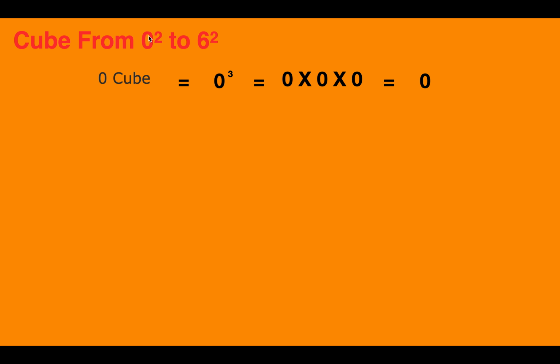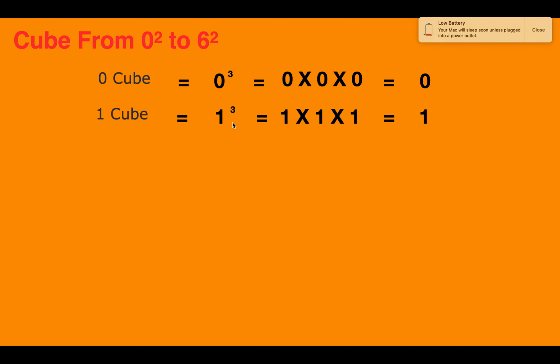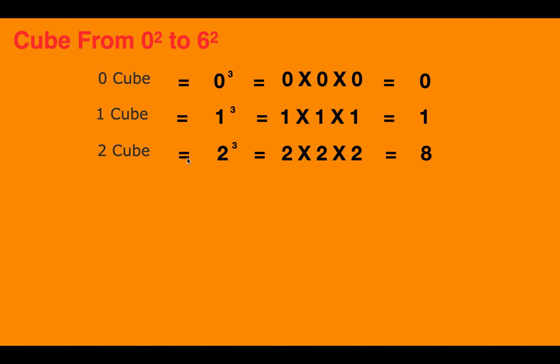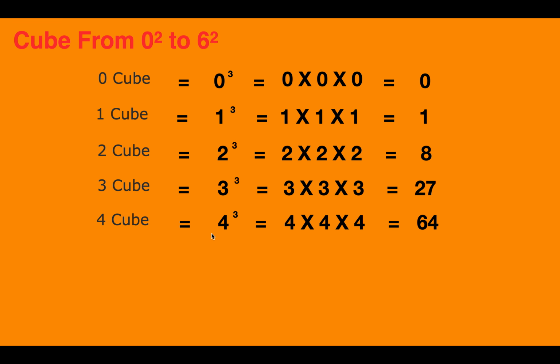Cubes from 0 to 6. 0 cubed equals 0 times 0 times 0 equals 0. 1 cubed equals 1 times 1 times 1, and that equals 1. 2 cubed equals 2 times 2 times 2 equals 8. 3 times 3 times 3 equals 27. 4 times 4 times 4 equals 64.